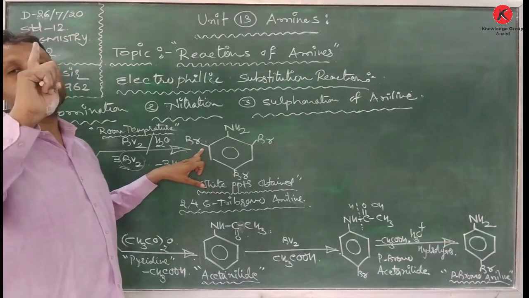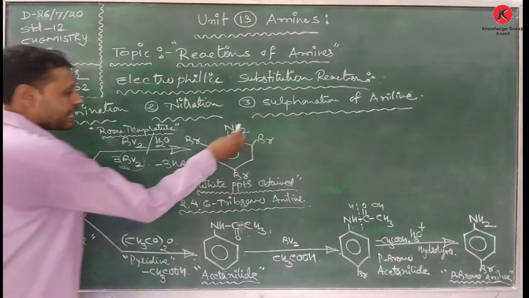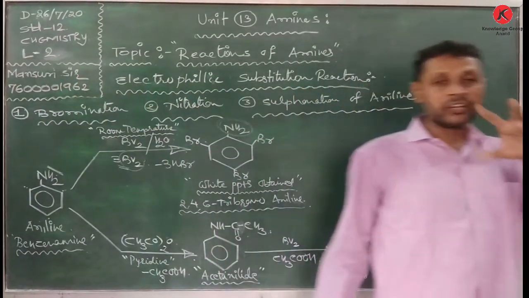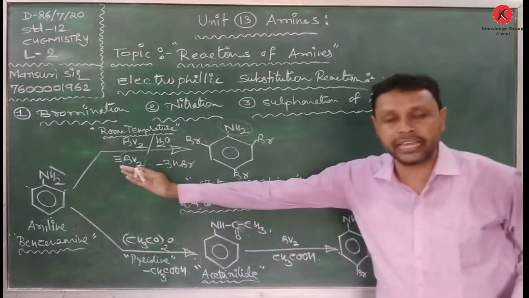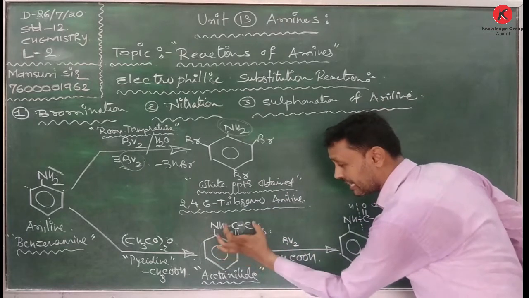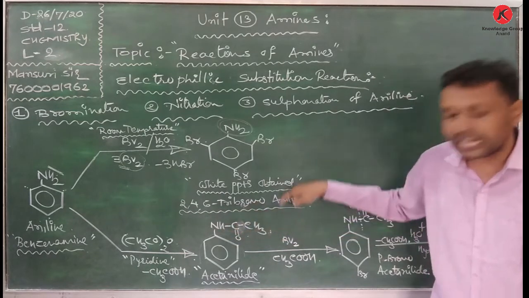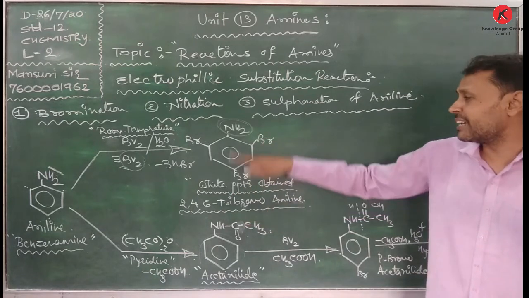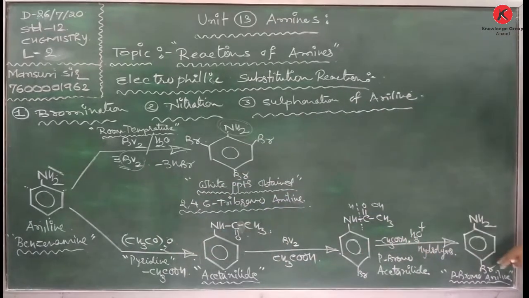tri-bromo derivative of aniline. So here what we have done, in this first reaction, NH2 is a very reactive group. NH2 is very reactive, but in this reaction, when acylation is taking place, this acetanilide, this anilide group, is less reactive than that of amine. That is why the second reaction is having only mono derivative of aniline.